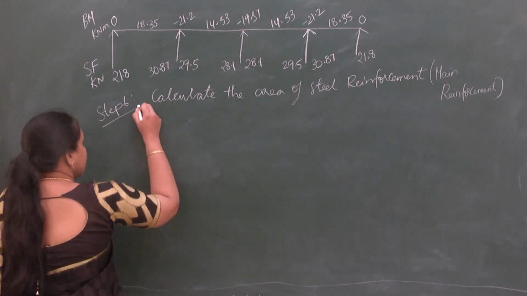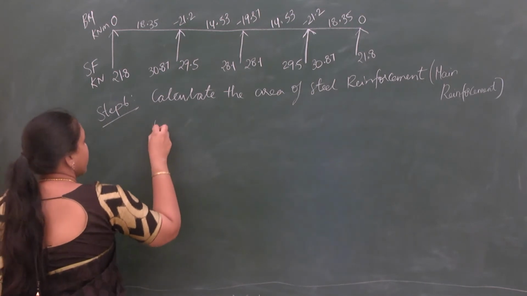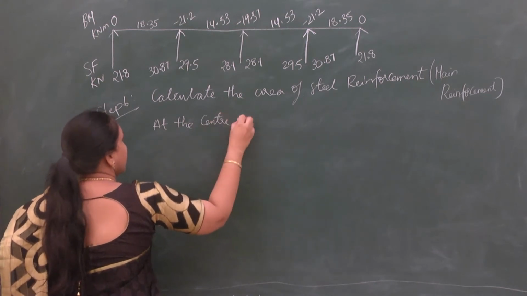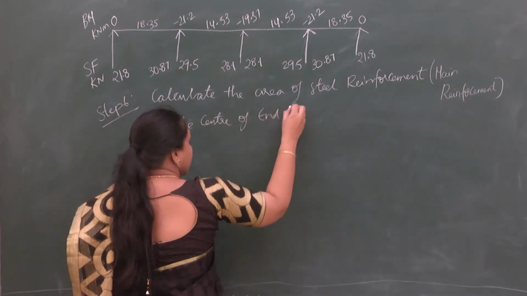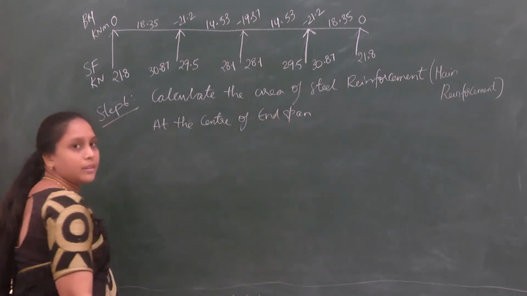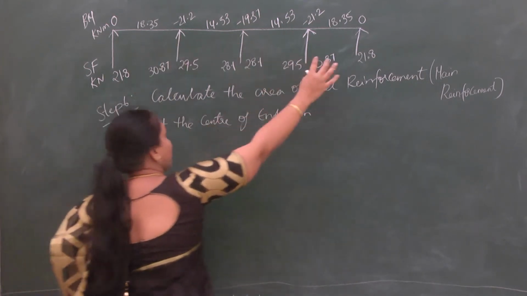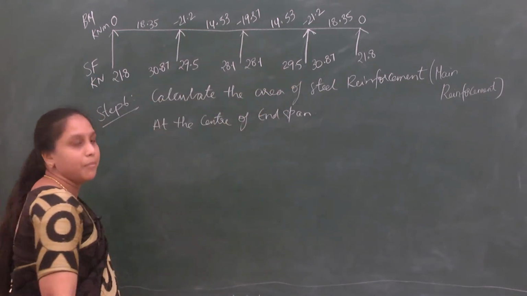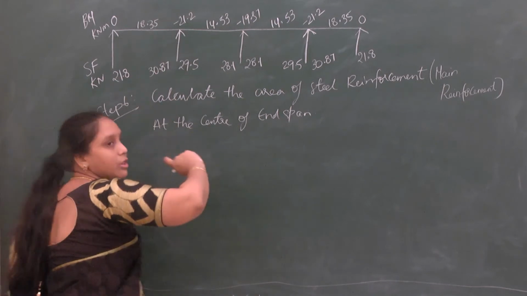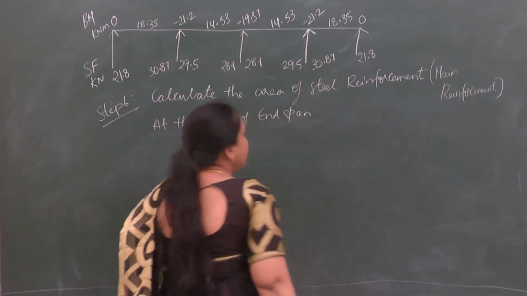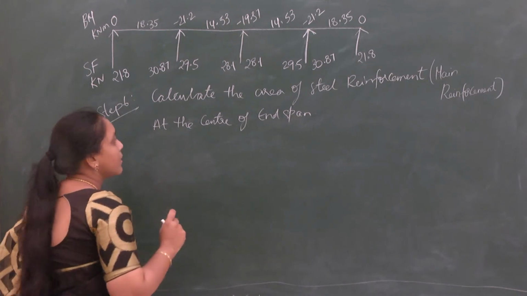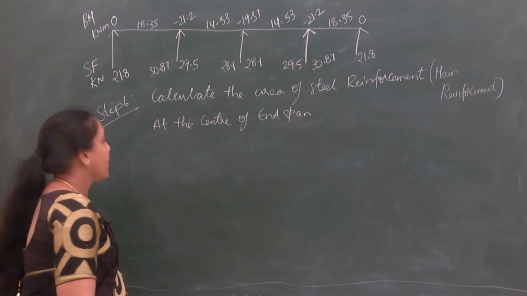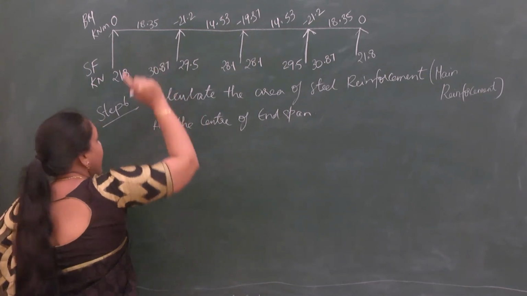So first let us consider the bending moment at the center of end span. So if we see here, this is our end span and this is also our end span. The bending moments at both the end spans are the same. That is, here also it is 18.35 kilonewton meter and here also it is 18.35 kilonewton meter. Now I am considering that particular bending moment, I am going to find out the area of the steel for that particular bending moment at the center of the end span.